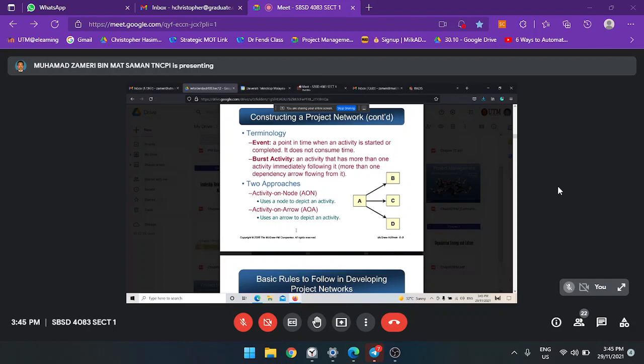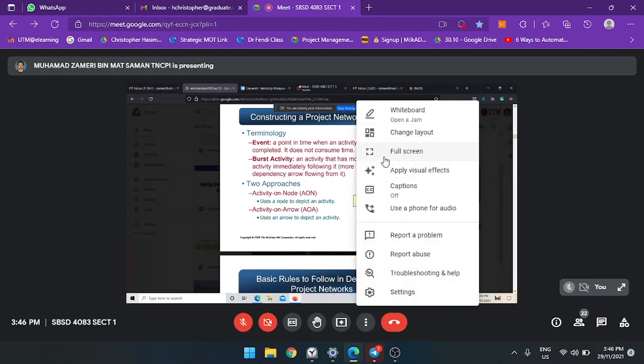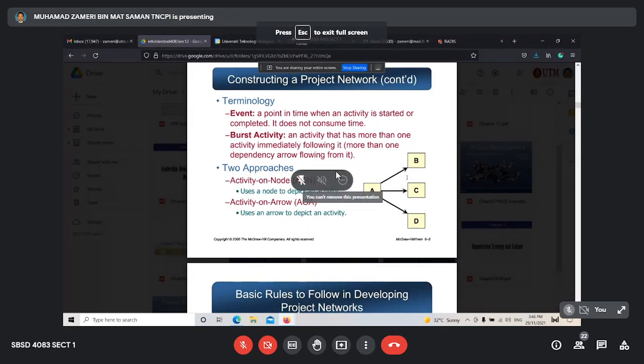And then this is the approach that I mentioned to you just now. Either we use activity on node or activity on arrow. But please remember, for your case in this subject, I only teach you activity on node. I do not teach you activity on arrow. Our syllabus is activity on node. Activity on node means all the activities are in the box here, like A, activity A, B, activity B. This is activity on node. Activity on arrow means arrow represents activity. So in your syllabus, I only teach you activity on node. Okay.